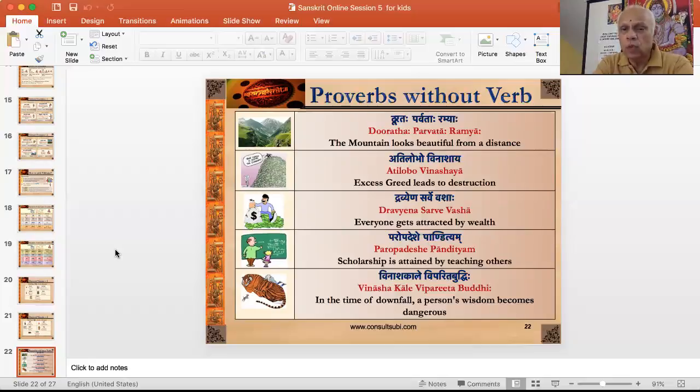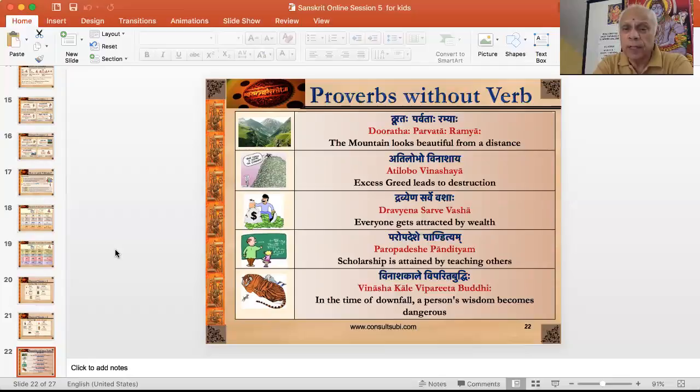You see, there are only two words here. Atilobho vinashaya. Only two words. Whereas in English, you got five words for that. There is no verb. Dravyena sarve vashaha. Everyone gets attracted by wealth. But there is no verb. Dravyena sarve vashaha.